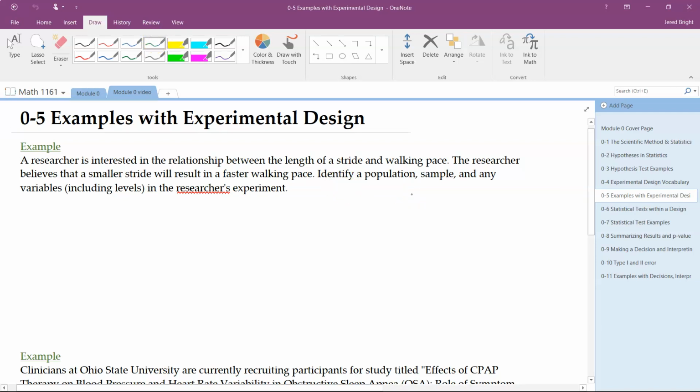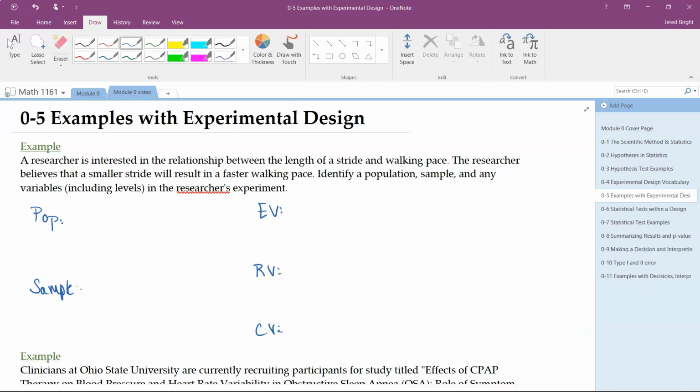So what I'm going to do here is outline all those. Population, I'm going to talk about a sample, and then I'm going to have the explanatory variable, I'm just abbreviating here, response variable, and then confounding variables. Okay, so a population is specified.